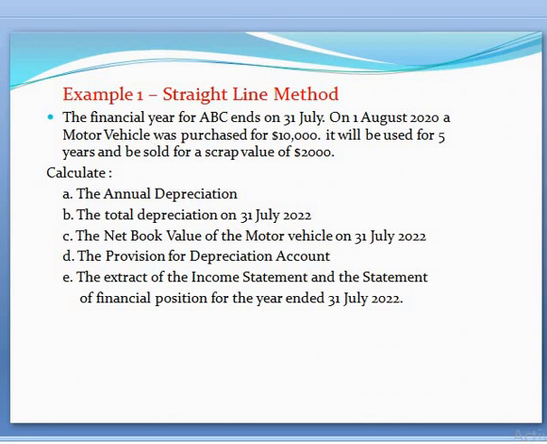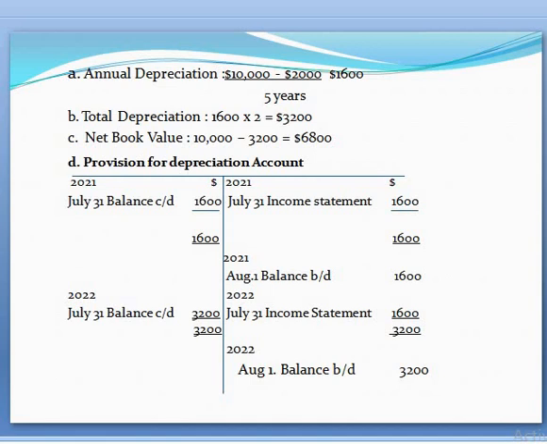So we have a financial year of ABC, which ends on 31st July. And on 1st August 2020, a motor vehicle was purchased for 10,000 and it will be used for 5 years and be sold at a scrap value of 2,000. We have to calculate the annual depreciation, the total depreciation on 31st July 2022, the net book value on 31st July 2022, and the provision for depreciation account. We have to show also the extract of the income statement and the statement of financial position on 31st July 2022.